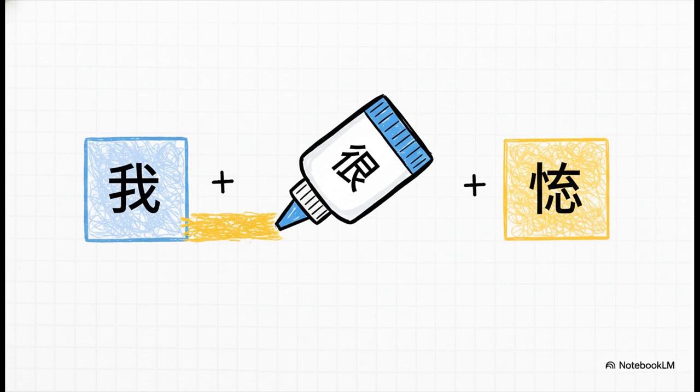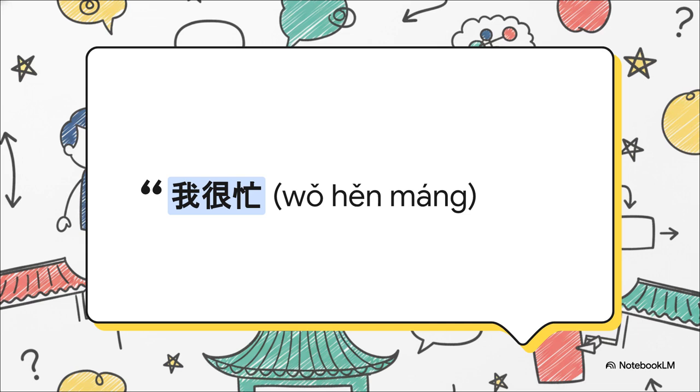Now literally, hen means very, but in this context, think of it more as a piece of grammatical glue. It's the connector that links the subject I to the adjective busy, kind of like the verb to be does in English. And here you see the correct, natural-sounding sentence, 我很忙. Let me say it so you can hear the flow.